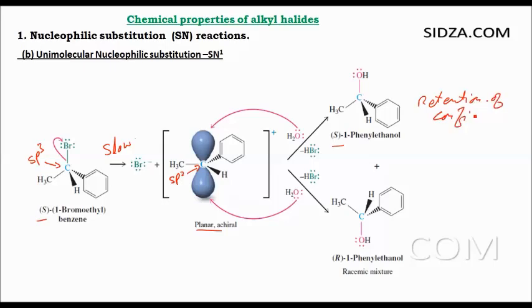The configuration does not change, but the nucleophile can also attack from the back side. So over here the S configuration changes into the R, which means that there is inversion of configuration. There is a 50% possibility from here and 50% possibility from here. That's why you get a racemic mixture.